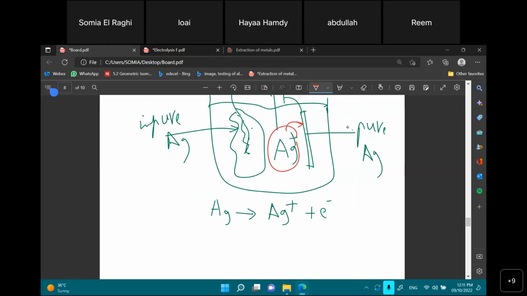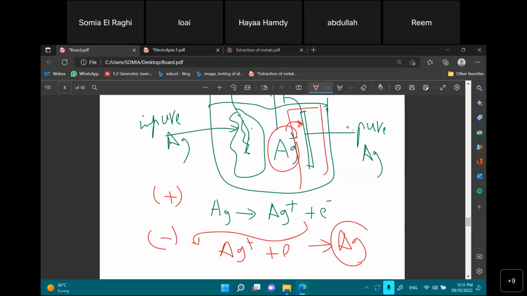Okay, toward the cathode area. Toward the cathode area, you just flip this equation. This happened at the anode, and at the cathode, Ag+ plus e- will get silver metal, gray metal. So this mass increases and this mass decreases, and all the impurities remain. All right, hopefully you understand that.